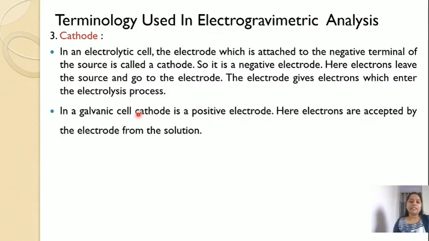In a galvanic cell, the cathode is the positive electrode. In an electrolytic cell, the cathode is the negative electrode. In a galvanic cell, the cathode is the positive electrode. Here, electrons are accepted by the electrode from the solution.